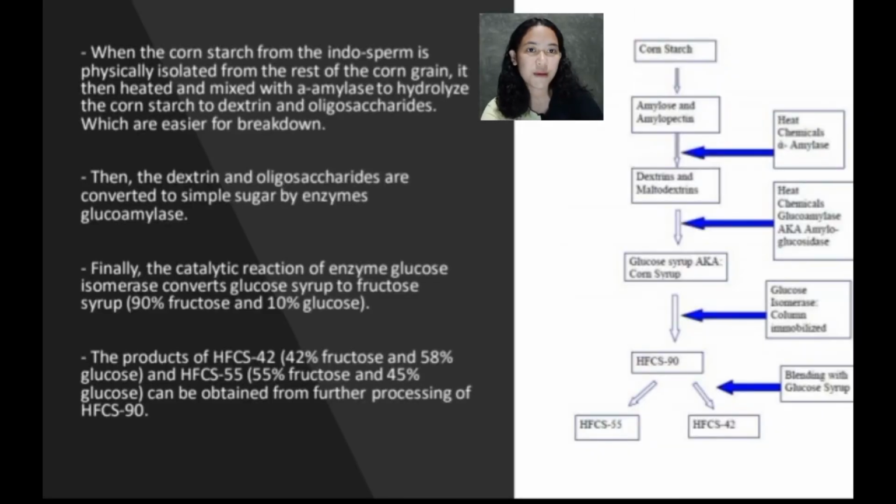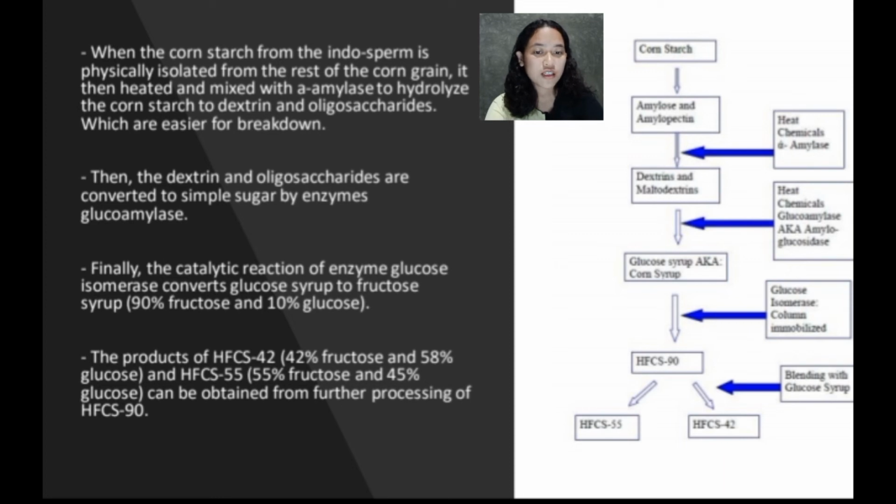This is the concept map of our cornstarch. When the cornstarch from the endosperm is physically isolated from the rest of the corn grain, it is then heated and mixed with amylase to hydrolyze the cornstarch to dextrin and oligosaccharides, which are easier to break down. Then, the dextrin and oligosaccharides are converted to simple sugar by the enzyme glucoamylase.